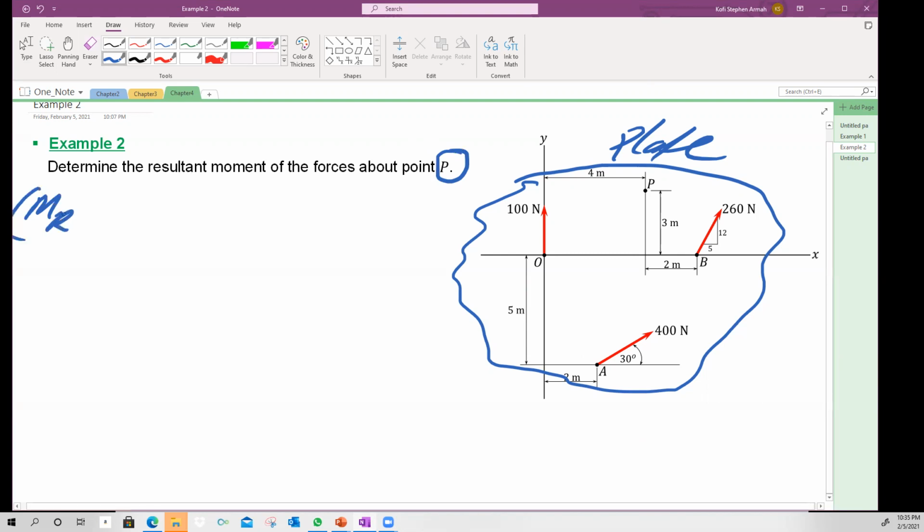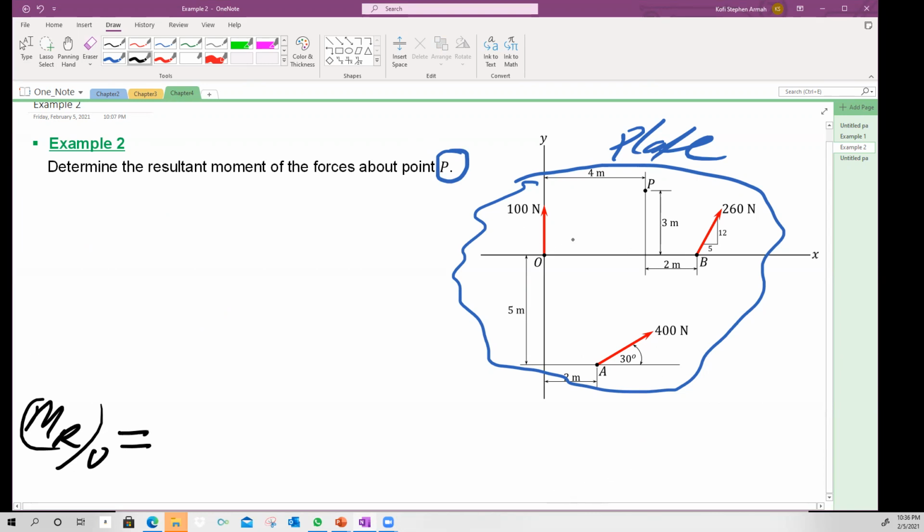Resultant moment about point O. Very important. Let me write it here since it's going to be a little bit long. Which one do you want us to start with? Choose any one, and the one you choose will be your positive. Take note, that is the way I work.